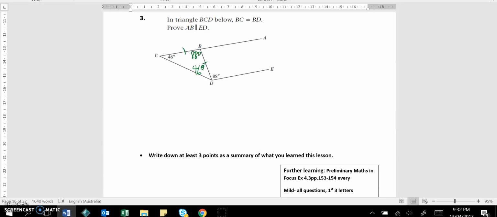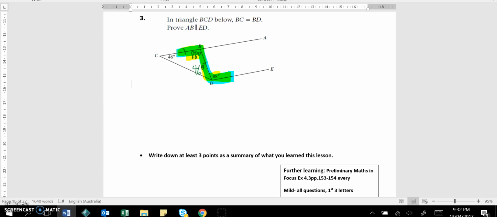And what that meant was that these two angles here actually form this Z shape. Okay, they form a Z. And because they form a Z, they're alternate angles. So we're actually using the converse to prove here.